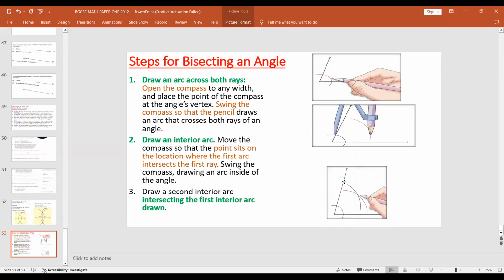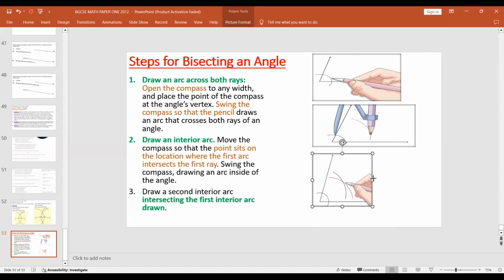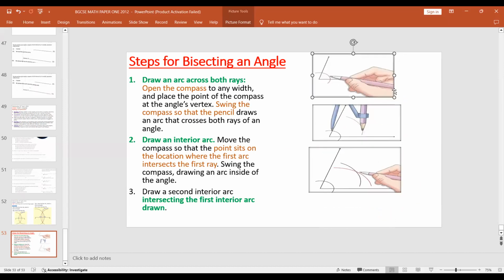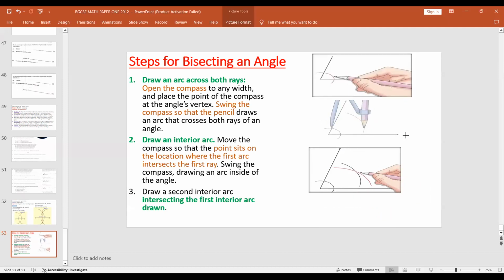So again, for this one, you're going to draw a second interior arc, and that second one is going to intersect with the first one that you drew. Okay, let me make this smaller and wider.